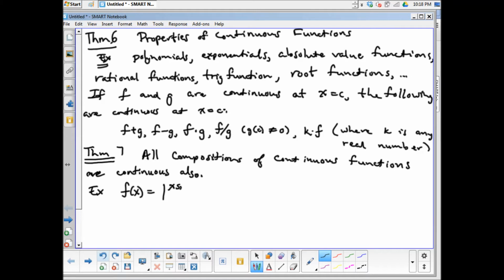x sine x over x squared plus 2, all in absolute values. Well, first of all, x, sine x, and x squared plus 2 are all continuous functions of their own. So I'm looking at this as three parts. It's made up of an x, it's got a sine x multiplied in there, and there's an x squared plus 2. These are all continuous.